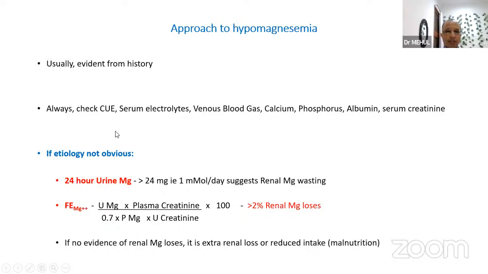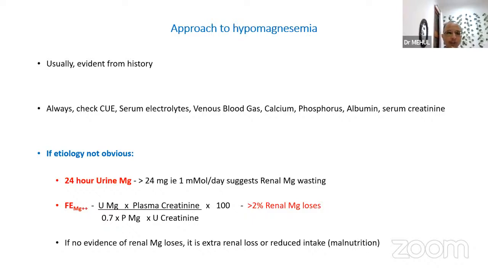If the etiology is not evident based on the above two points, we can obtain a 24-hour urine magnesium in a toilet-trained child. If the urinary magnesium concentration is more than 24 milligrams, that is more than 1 millimole per day, it would suggest renal magnesium wasting. As we said, the kidneys have the capacity of reabsorbing 99.5% of filtered magnesium.